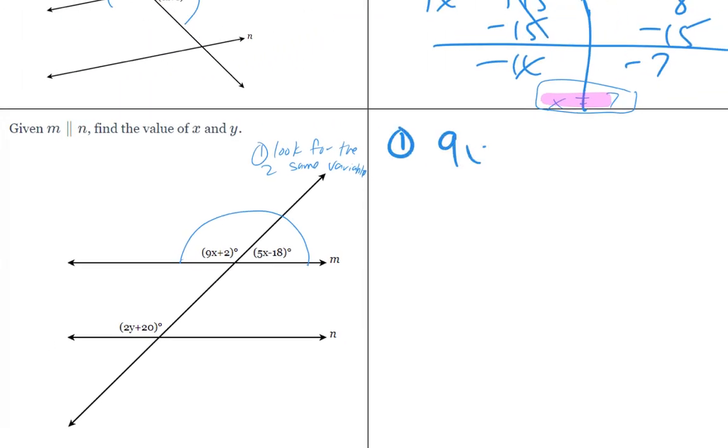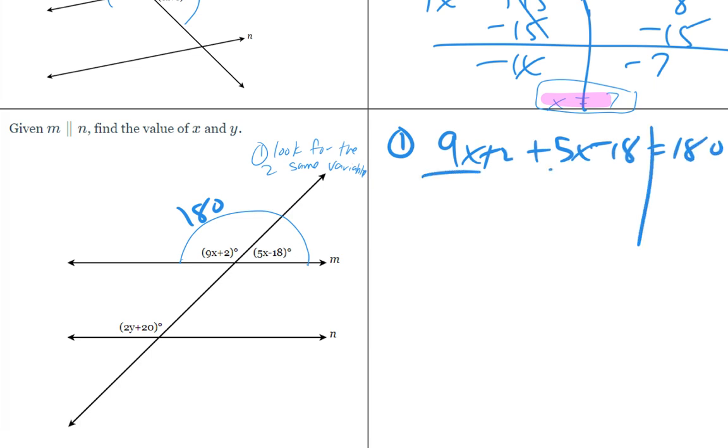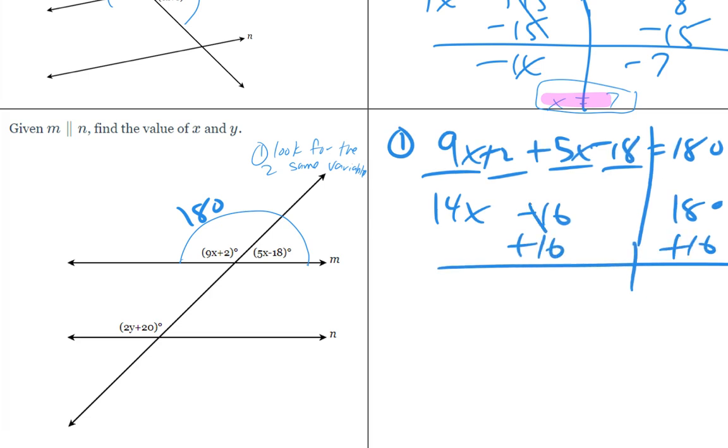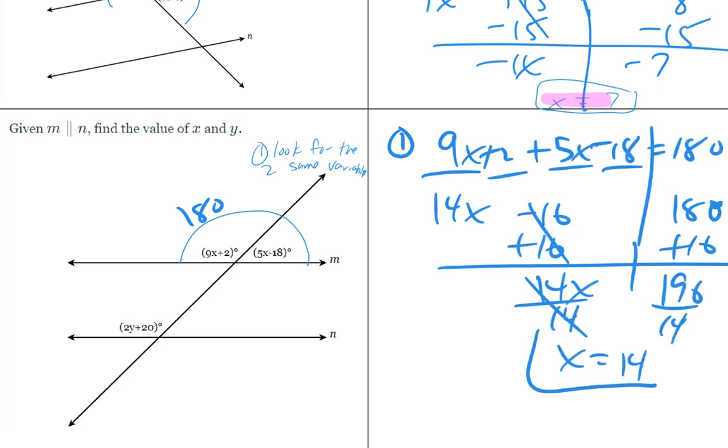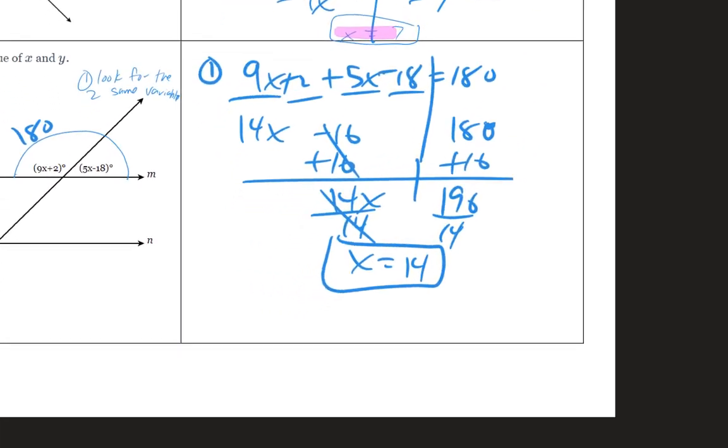So we're going to say 9x plus 2, because it adds to 180, plus 5x minus 18 equals 180, right? So now let's solve. 9x plus the 5x is 14x, right? 2 minus 18 is negative 16 equals 180. So then we're going to add 16, cancels. 14x equals 196. We're going to divide by 14, of course. So x equals 14.